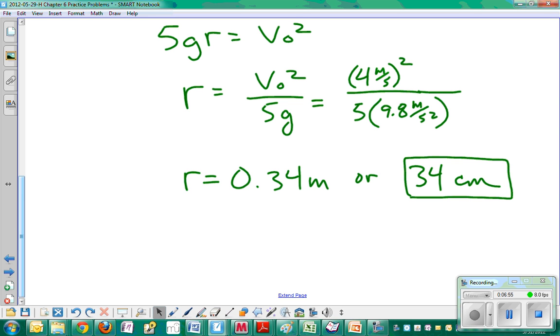Well, it's a small car. It's only going 4 meters per second, so it's probably a toy. Okay? Everybody okay with that?